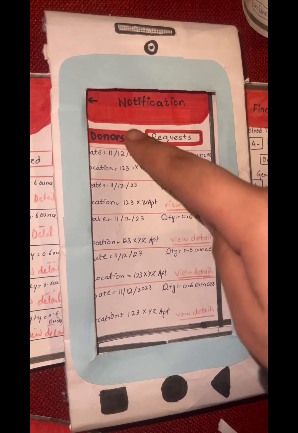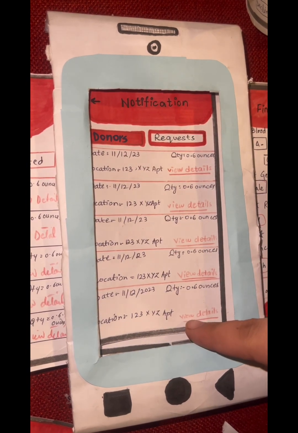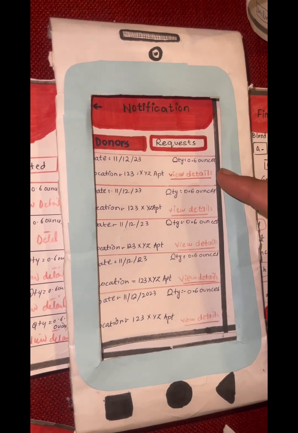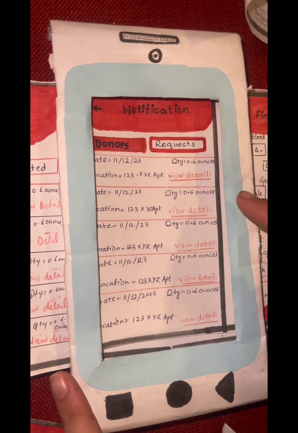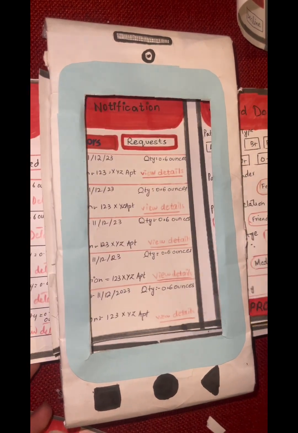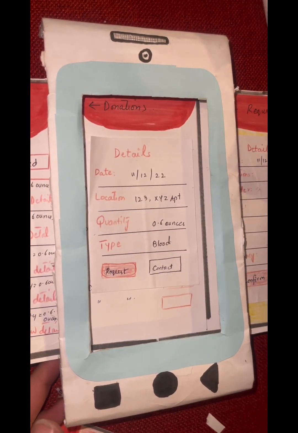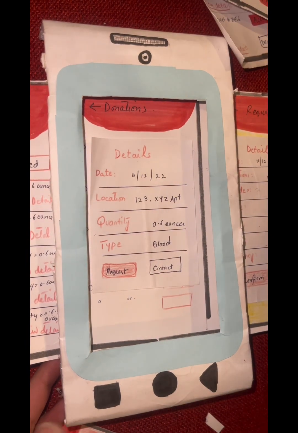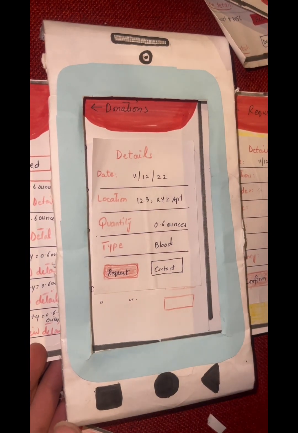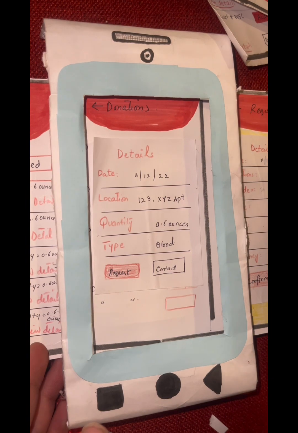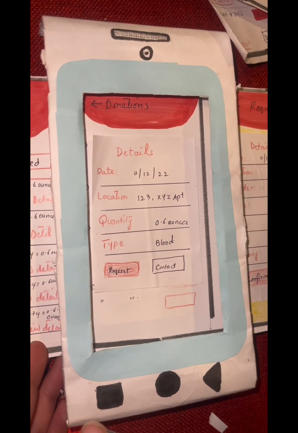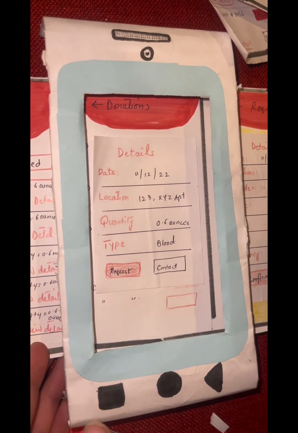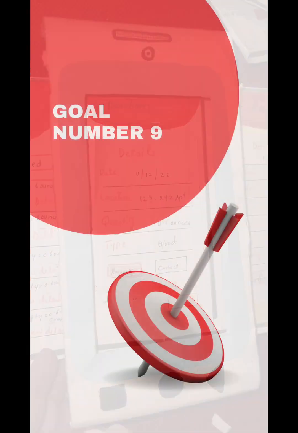Here, by clicking on donor, we get the list of donors. Here we will click upon the view details. By getting the details, we can see the details of the donations, of a donor who wants to donate blood. From now onward, we can continue with goal 4 or 5 as mentioned before by requesting or directly contacting.